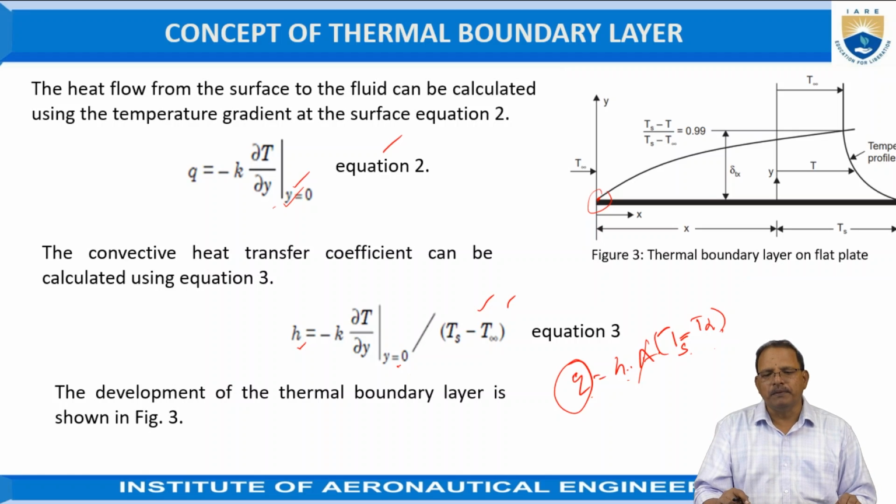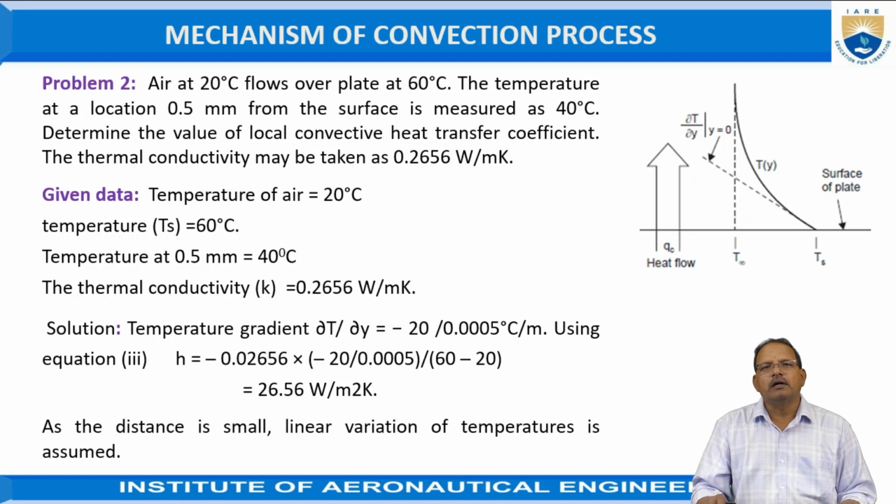over the plate having thickness of delta, that is the boundary layer thickness. Okay, based on this boundary layer thickness, we are having here problems. The air at 20 degrees centigrade flows over the plate at 60 degrees centigrade. The temperature at a location 0.5 mm from the surface is measured as 40 degree centigrade. Determine the value of local convective heat transfer coefficient. The thermal conductivity may be taken as 0.2656 watts per meter per degree Kelvin.